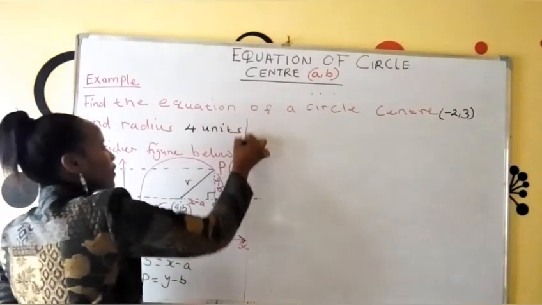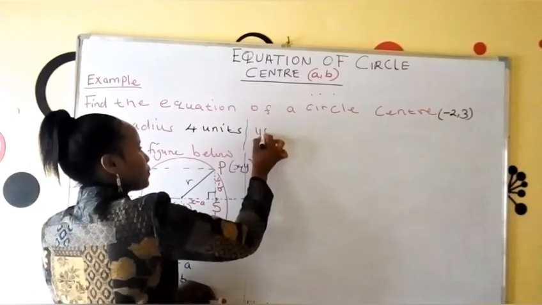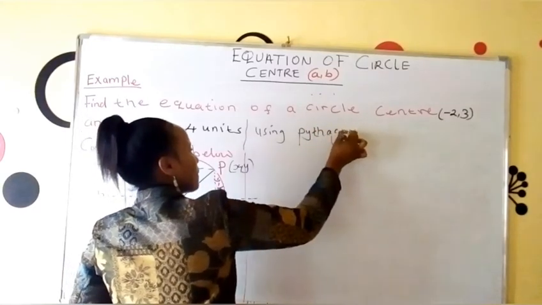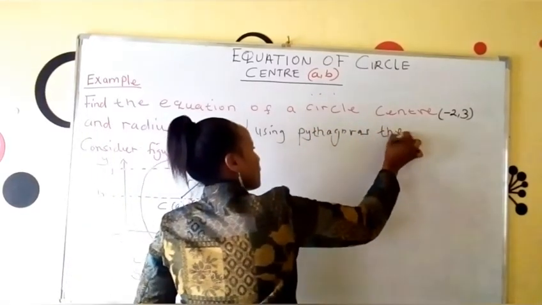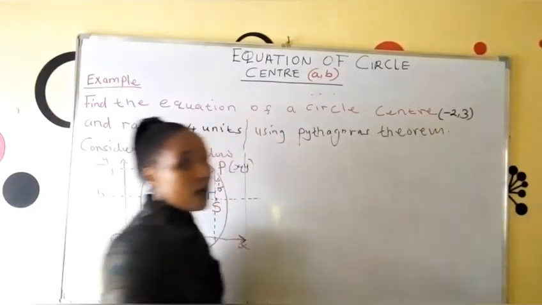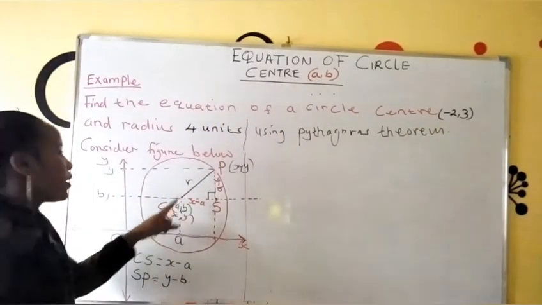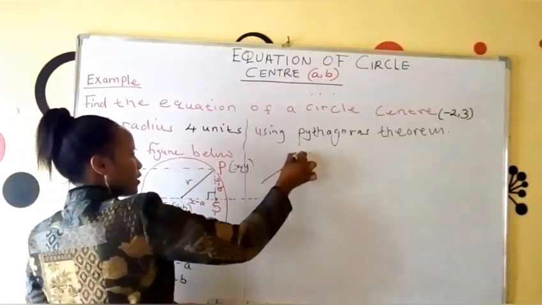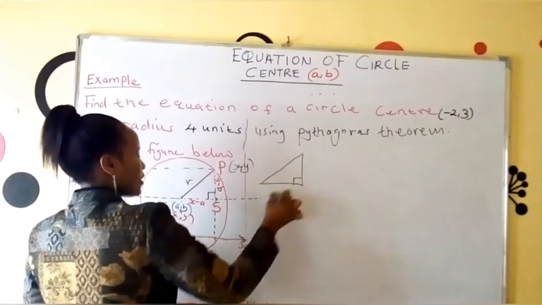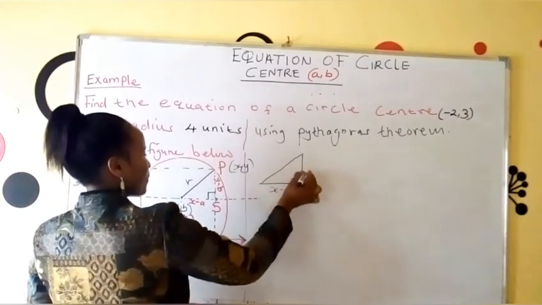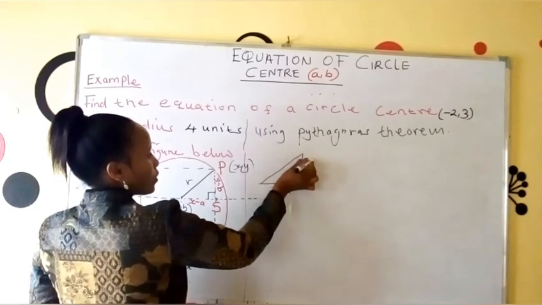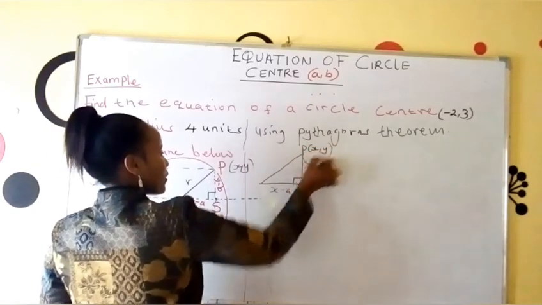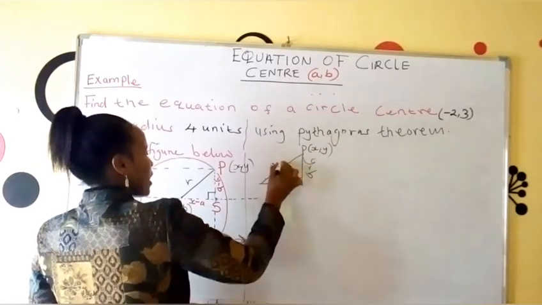Now, if that is the case, then using Pythagoras theorem, just as before, if I take this triangle over here, it is like this, so that you see clearly. We have seen this is x minus a, this is y minus b, and this point P is (x, y), and this is r.